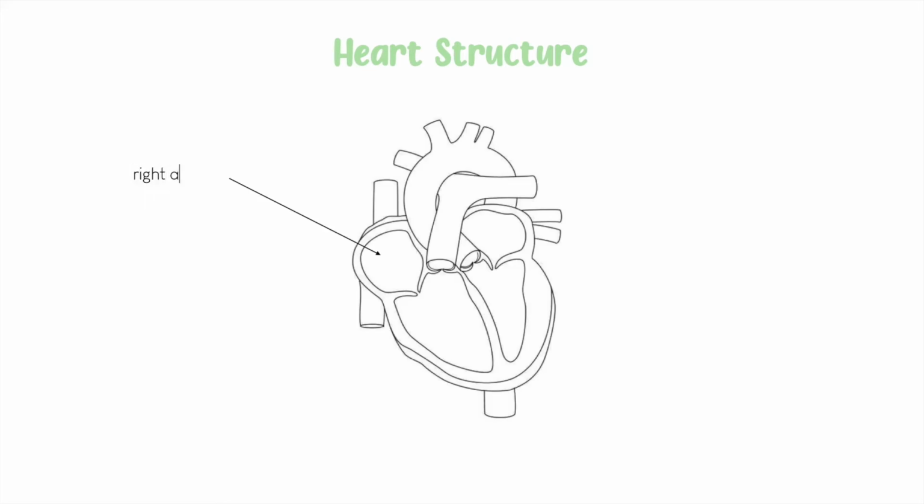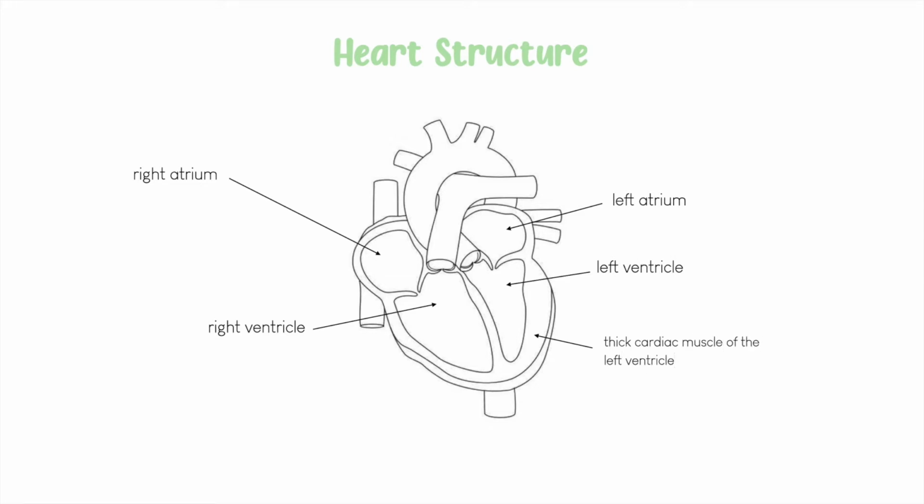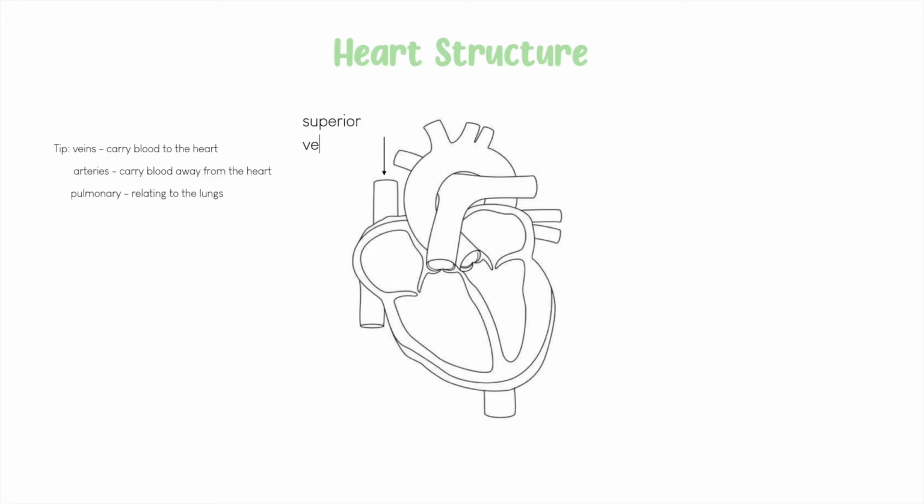First we have the right atrium and the right ventricle, and then on the other side the left atrium and the left ventricle. And here is the thick cardiac muscle of the left ventricle and the septum, which keeps oxygenated blood and deoxygenated blood separate. The superior vena cava and the inferior vena cava. Then this big one at the top is the aorta.